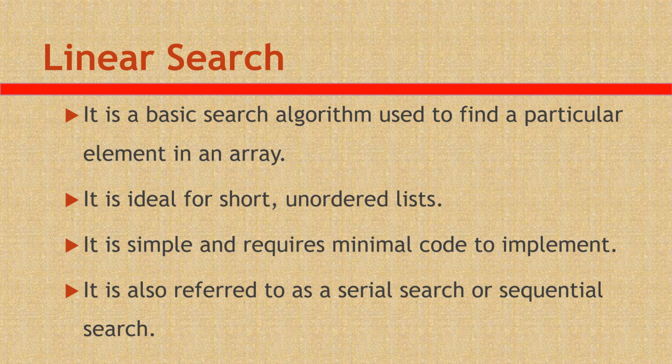Now, what is the linear search? It's a basic search algorithm used to find a particular element in an array or in a list. Ideally, a linear search is used where your data items are unordered. That means they are not in any particular order. You can also use it if the number of data items is small. If your list or your array is short, then you can use the linear search. Now it's simple and it requires minimal code to implement. We're going to look at the pseudocode later on. So linear search is also referred to as serial search or sequential search.